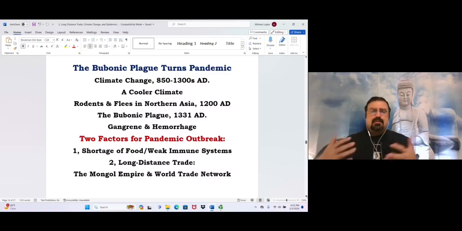So we're going to have an outbreak in China as we move into the 1300s. Again, the rodents are leaving their habitat around 1200 AD. They're moving into those rivers. There's a massive migration and so on. But what we see is that by 1331, there's already an outbreak of the bubonic plague in China. So this is, again, the starting point of the bubonic plague, China.